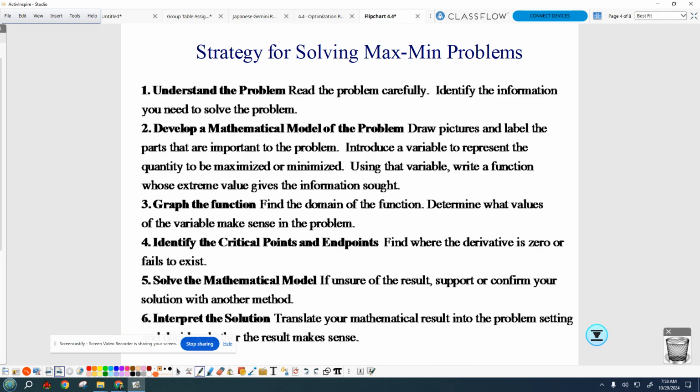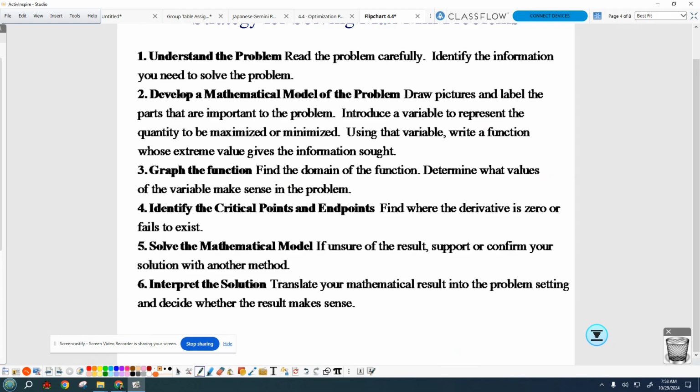You also need to think about the restrictions of the real world thing, like, can you have negative length? No. When we cut the corners out of the paper, could we have cut a 6-inch corner out of an 8.5 by 11 paper? No. 6 inches is more than half. Then solve your model and interpret your answer.